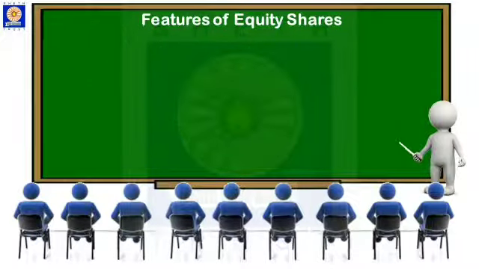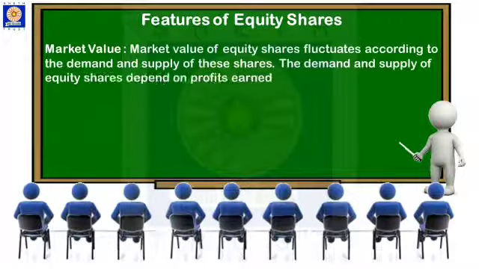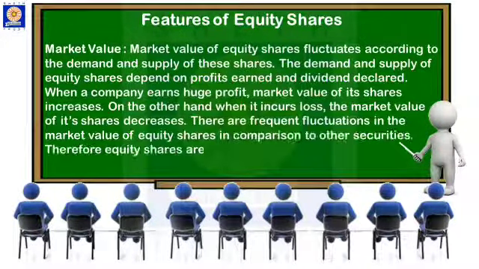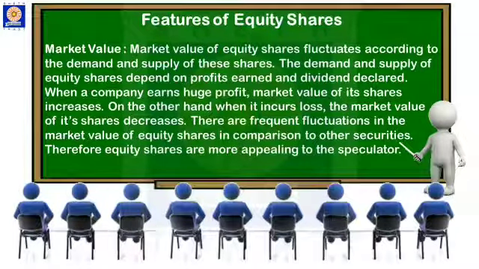Market value. As we know, the market value is determined by the performance of the company in the market. If the company is earning a huge profit, the share value of a share in the market will be high. But if the company doesn't perform well, the share value of such equity shares falls down. These fluctuations of the value of equity shares in the market make equity shares more appealing for investors.